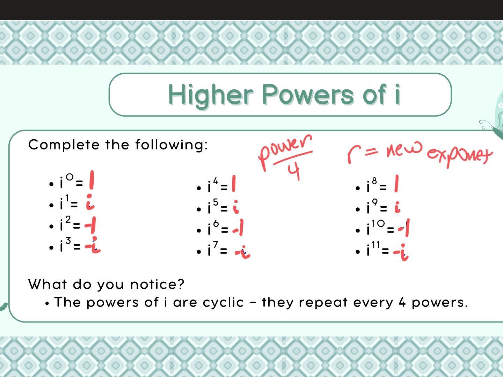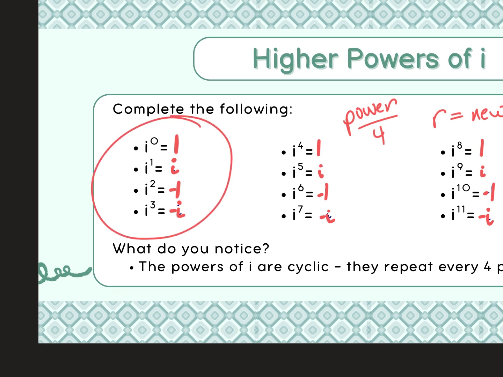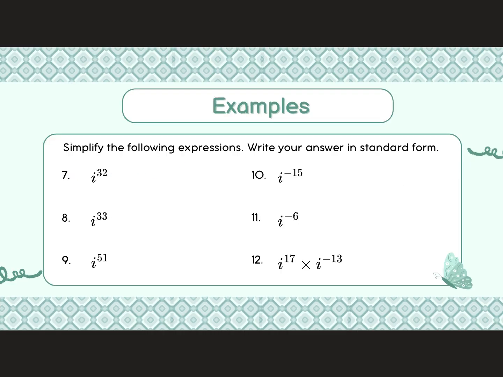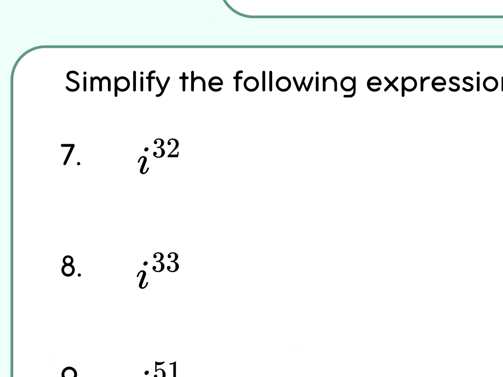So this is really and truly all you have to know right here is that first column. I'll show you how to do this in a second. But you have to know that i to the 0, anything to the 0 power is what number? 1. i to the first power is i. i squared, -1. i to the third, -i. So you're going to see problems like this. i to the 32nd power.